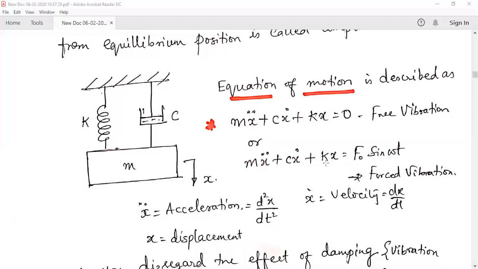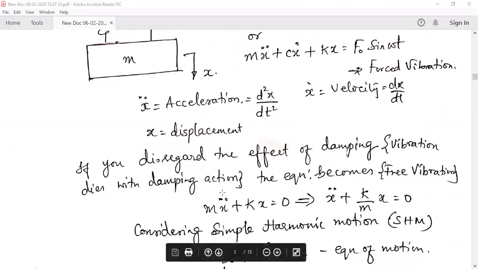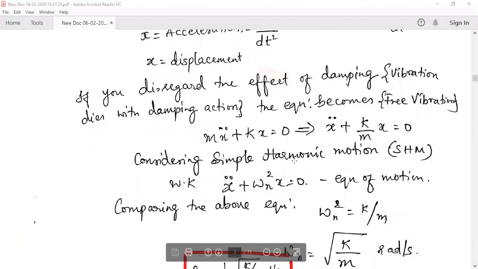So m x double dot plus c x dot plus k x equals 0. If you continue, neglecting the effect of damping for ease of analysis, you can remove c x dot. The equation of motion for an undamped free vibration remains simply m x double dot plus k x equals 0, or, simplified further, x double dot plus k by m into x equals 0. If you equate it to a simple harmonic motion, a sin omega t or a cos omega t, it will be x double dot plus omega n square x equals 0. Comparing this with the previous equation, omega n square will be equal to k by m, the stiffness and mass of the structure, the mass of the member.